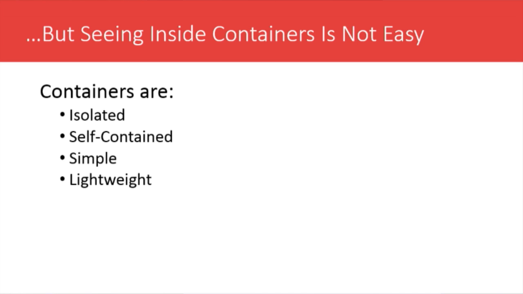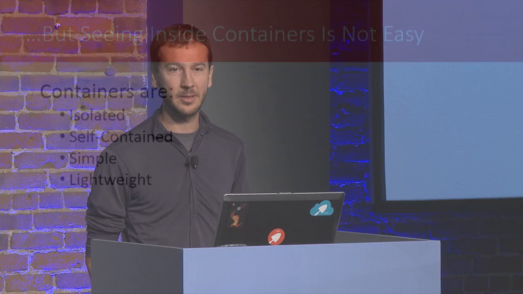Part of it is because it's a new emerging technology, so a lot of work is still being done around them. But part of it comes from their properties, right? So containers are isolated, self-contained, simple, lightweight. These are some of the nice properties that we like in containers. These properties also tend to make it harder to see what's happening inside them, so they make your typical process of monitoring and troubleshooting quite harder.